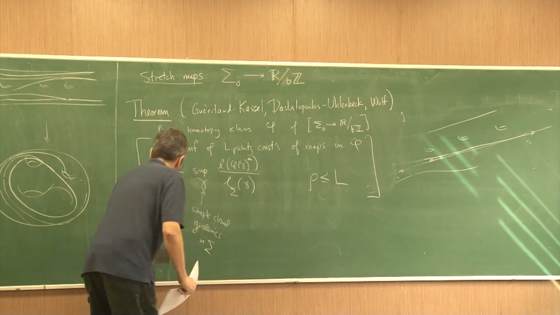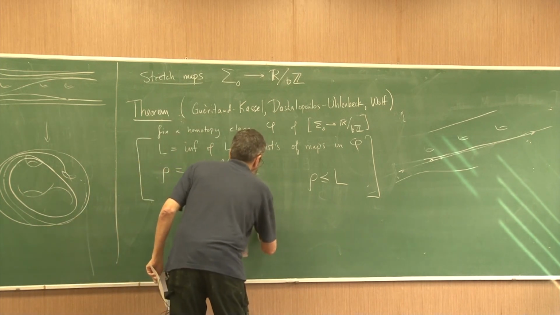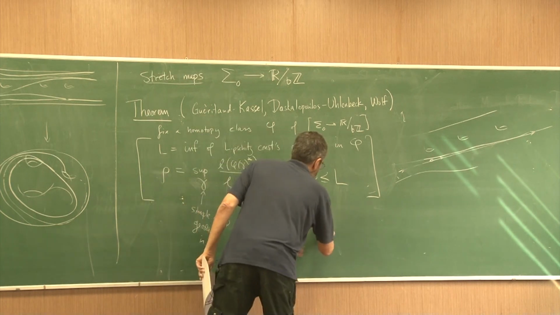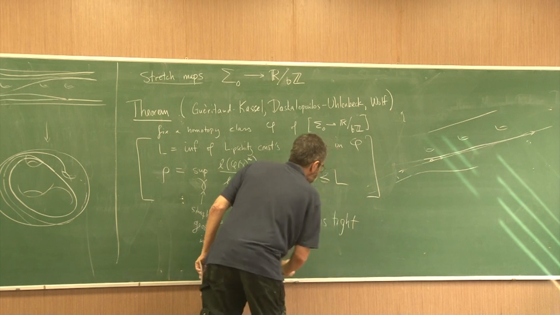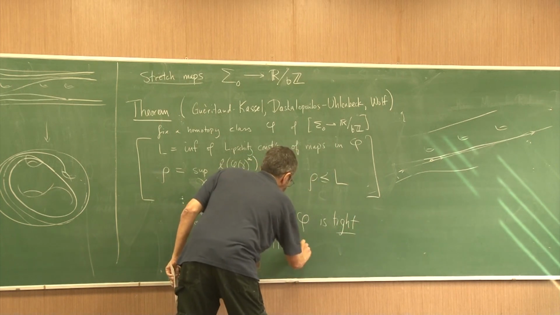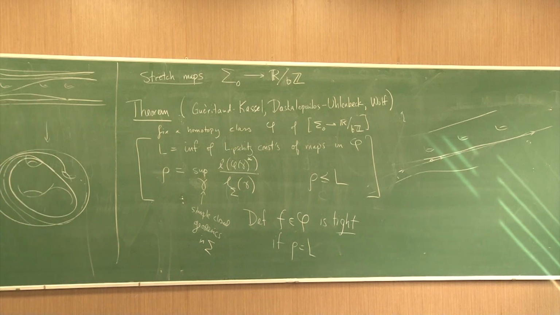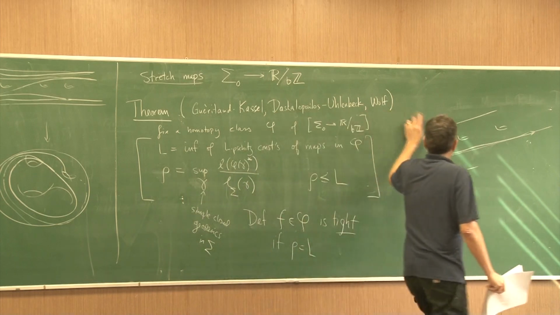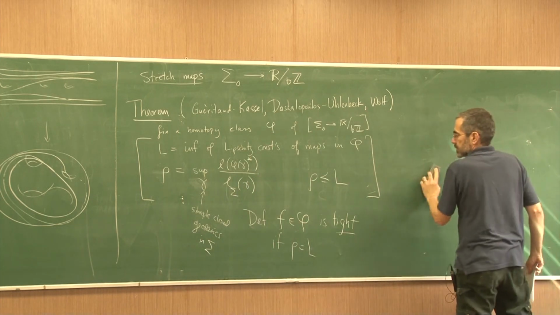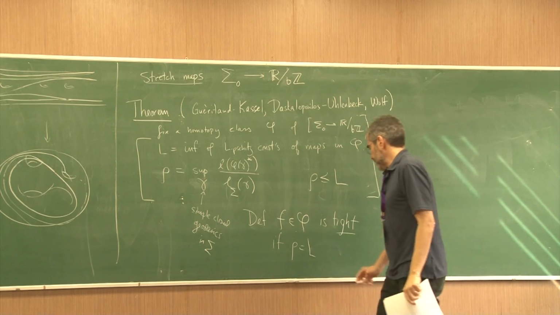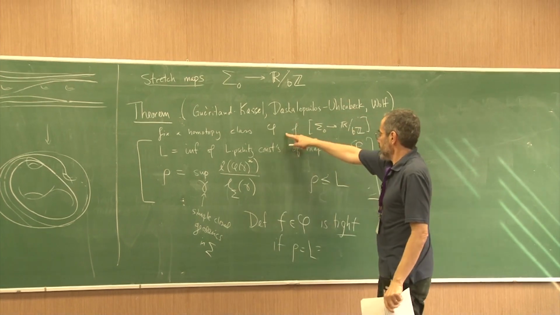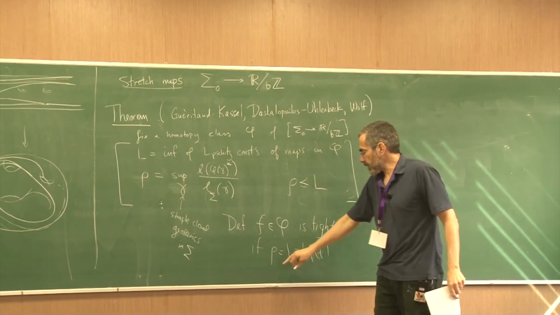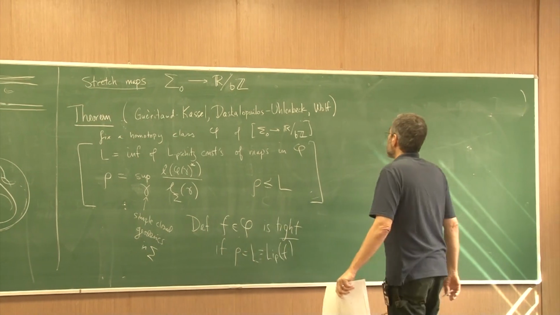And the last definition is definition F, a representative of the homotopy class. We'll call it tight or a stretch map, one of those, if rho equals L. Okay, so if this really is the best Lipschitz constant, we call the map tight. So sorry, rho equals L is just a property of phi, but rho equals L equals the Lipschitz constant of F. It realizes the Lipschitz constant and also that it's equal to rho. That's what a tight map is.